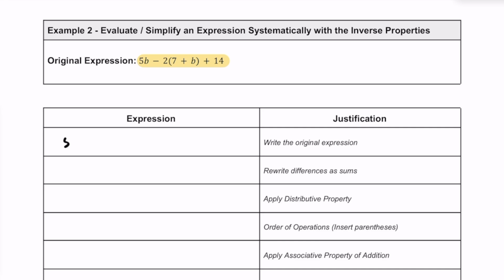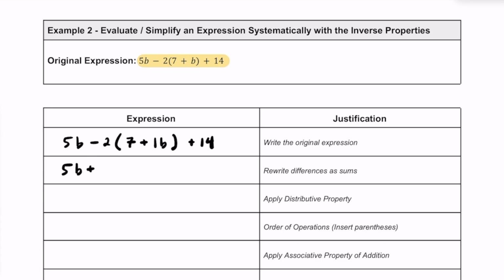So we're going to go ahead and write, we have 5b minus 2 multiplied by the quantity of 7 plus b, or 7 plus 1b. You can always write the 1 if it helps you. And then I'm going to write plus 14 here. Okay. Then we're going to go ahead and rewrite the differences as sums. It looks like we only have one difference here, so let's go ahead and rewrite that.